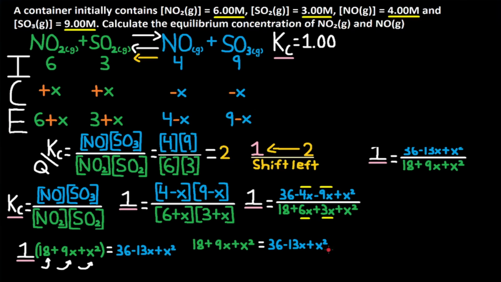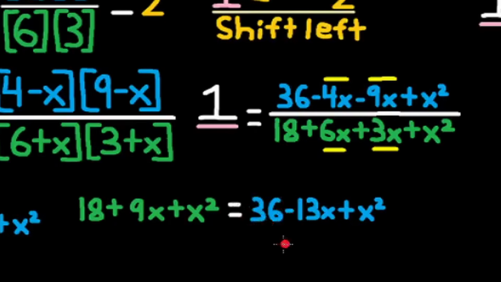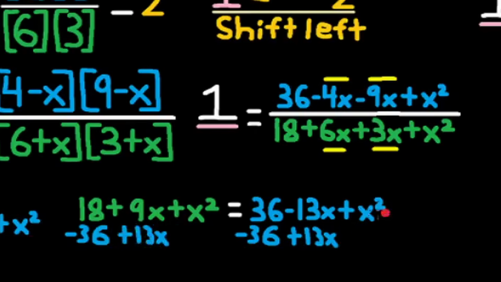Now let's move everything to one side. I like the left side, so I'm just going to move everything to the left side. So you're going to have to subtract 36. Whatever you do to one side, we have to do the other side. We have negative 13x, so we're going to need to add 13x. Whatever you do to one side, we have to do the other. And then to get rid of x squared, we're going to have to subtract x squared. Whatever you do to one side, we have to do the other side.